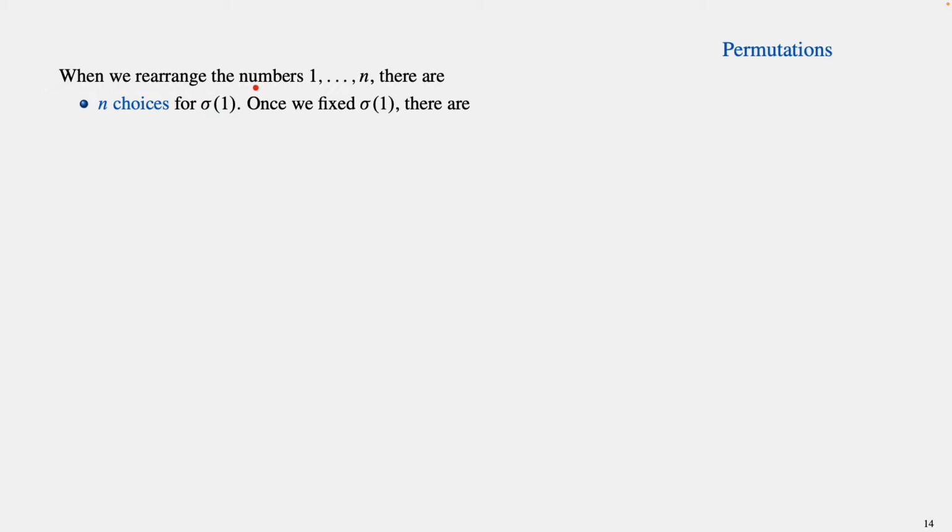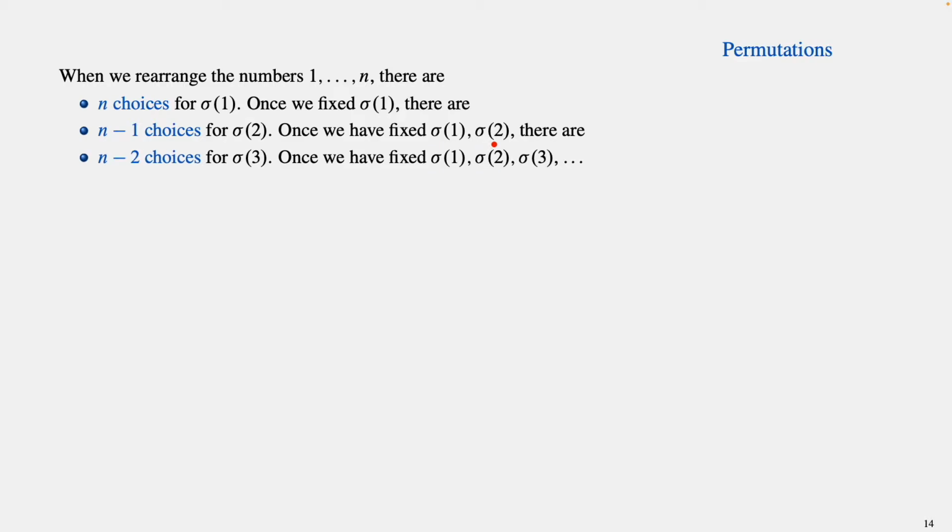So when we rearrange the numbers from 1 to n, we have n choices for the position where we want to move 1. So n choices for sigma 1. And once we've fixed this position, so we fix sigma 1, then we are left with n minus 1 choices where we want to move the number 2. So n minus 1 choices for sigma 2. Once we've fixed those two, there are n minus 2 choices for sigma 3. And once we've fixed sigma 1 to sigma 3, we just go on like that, getting one fewer choice in each step.